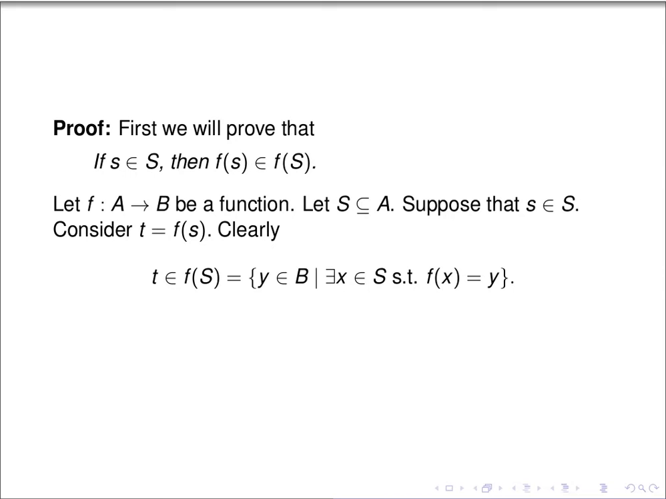The image of S under f is the set of all y in B such that there exists an x in S so that f(x) is equal to y. And clearly t satisfies that definition, namely f(s) is equal to t. And so that exactly means that f(s), which is t, is an element of the image of S under f. So it really is just a restatement of the definition in a sense.